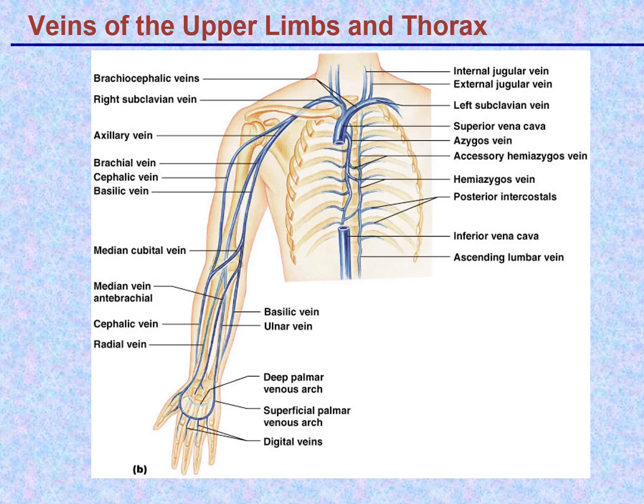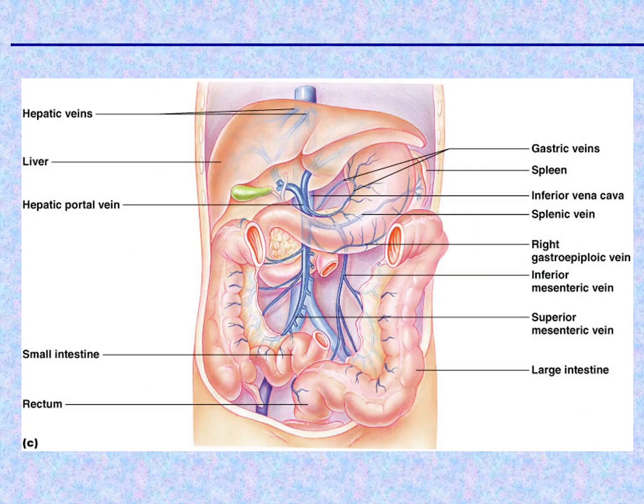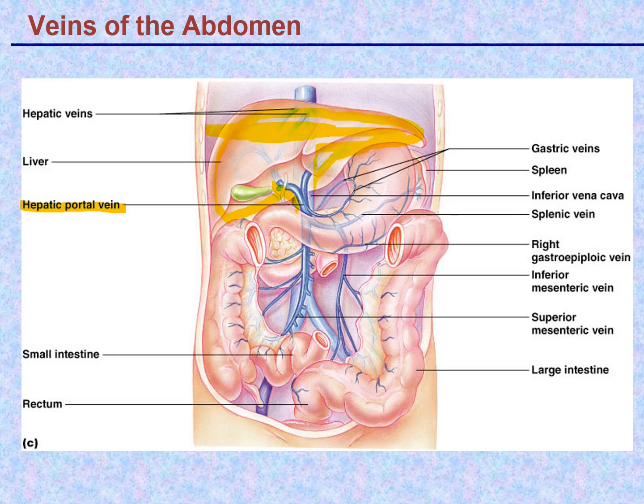Some of these are used for drawing blood. I'm assuming it's the median cubital vein that often is used. And that's about it. There's a hepatic portal vein leading into the liver. Here, all of this is liver, right? All that is the liver. And there's the hepatic portal vein leading into the liver, draining all the organs.